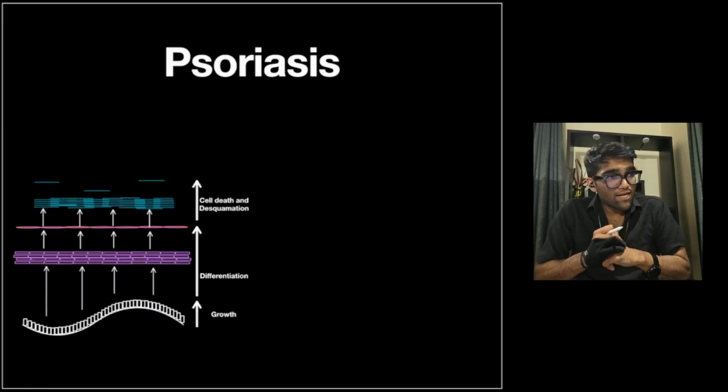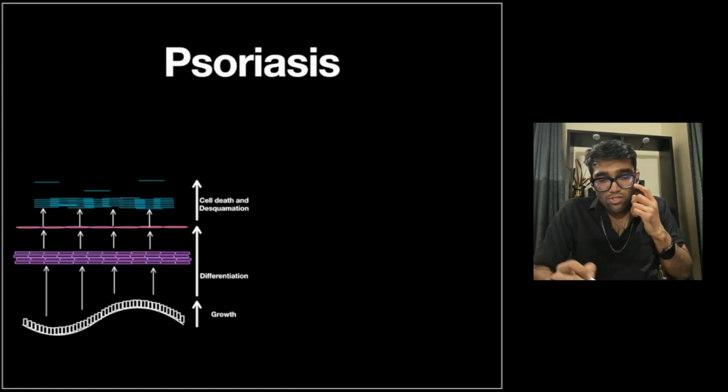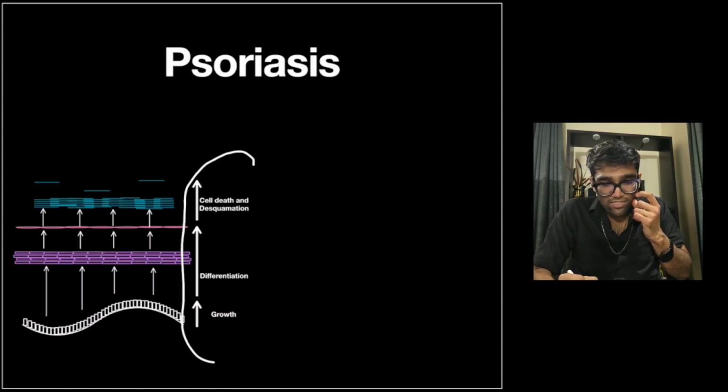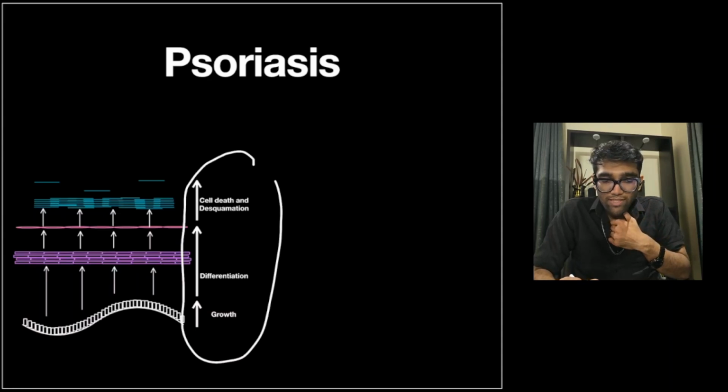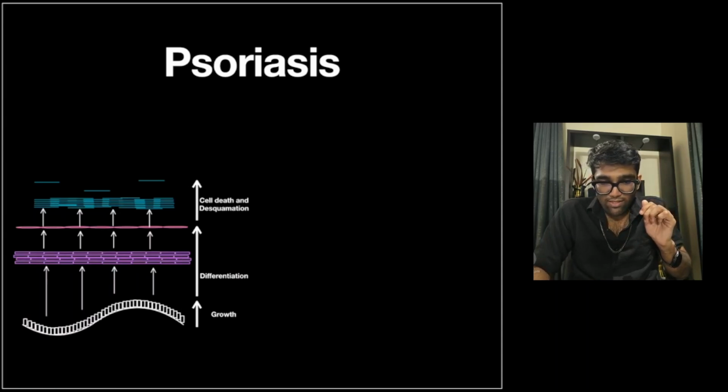So we'll start with the first reaction pattern, that is psoriasis. Now please notice I have used the term psoriasis, and psoriasis also refers to a specific disease. Okay, so this was the normal pattern of differentiation that we had. There was some growth, then the cells were undergoing differentiation, and then finally they were dying, and then they were getting desquamated. Now in psoriasis, on the other hand, we get a lot of growth.